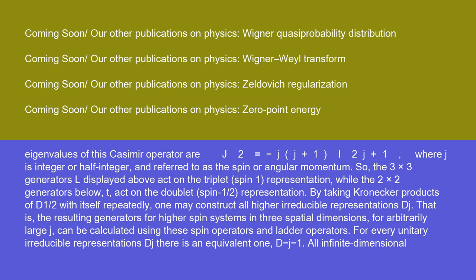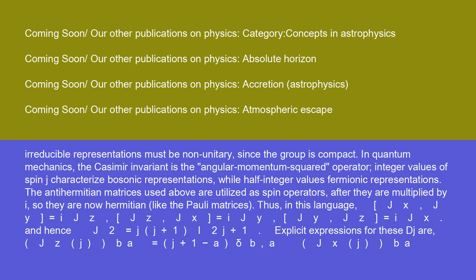By taking Kronecker products of D1/2 with itself repeatedly, one may construct all higher irreducible representations DJ. That is, the resulting generators for higher spin systems in three spatial dimensions, for arbitrarily large J, can be calculated using these spin operators and ladder operators. For every unitary irreducible representation DJ, there is an equivalent one, D minus J minus 1, all infinite dimensional. Irreducible representations must be non-unitary, since the group is compact.